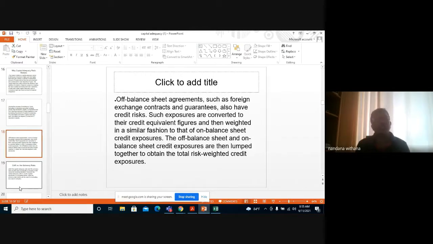Okay. Certain items like loans which you give away are in your profit and loss and in your balance sheet. But off-balance sheet agreements, you don't take them to transactions. You have signed some contracts, but those contracts will also make it risky. Such items should also be taken into consideration.